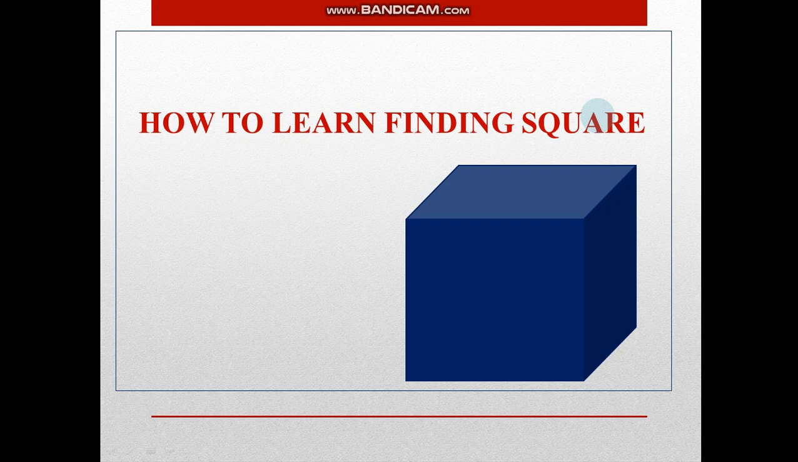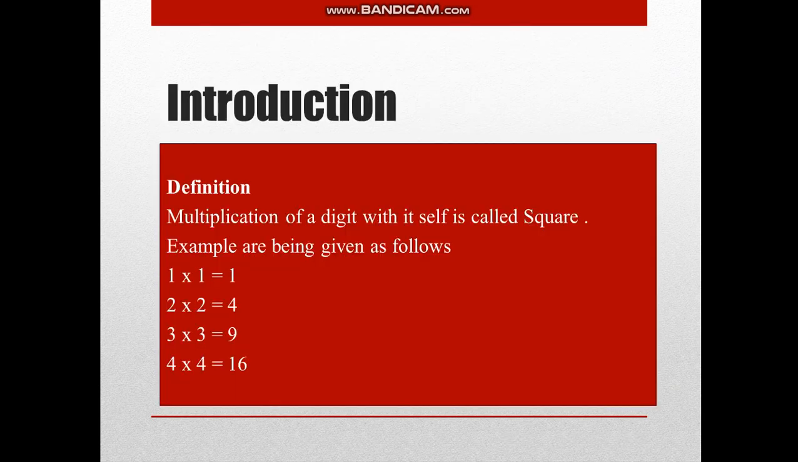Square is a number in which you multiply a digit by itself, that is called square. In introduction we always define the topic. So basically square is a multiplication of a digit with itself, whose examples are given below. 1 multiply 1 equals 1, 2 multiply 2 equals 4, 3 multiply 3 equals 9, and 4 multiply 4 equals 16. So let's remember that if you get your squares and roots mixed up, keep in mind that squaring a number is as simple as multiplying it by itself.